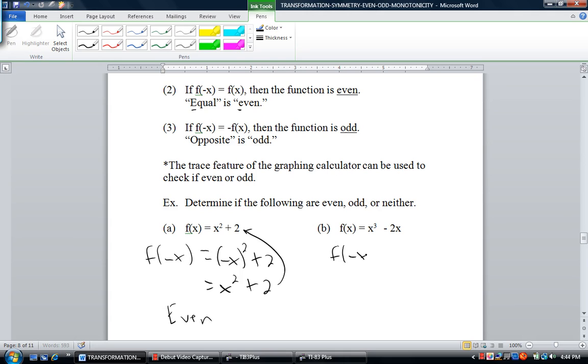Now let's do this one. B part. f of negative x. Everywhere you have an x, replace it with a negative x. So when I cube a negative, the negative stays. And then negative 2 times a negative x is a positive 2x. So let's look at this for a second. We went from an x cubed to a negative x cubed. Those are opposites. We went from a negative 2x to a positive 2x. Those are opposites. Since they're opposites, this is an odd function. Opposite just means all the signs are going to change.